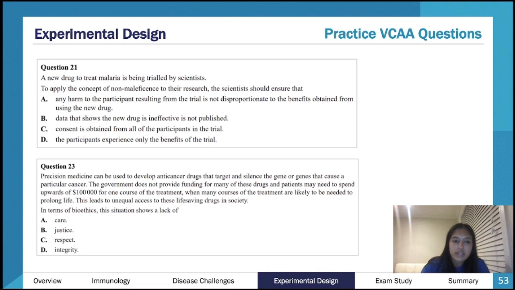Consent is obtained from all of the participants in the trial. That's just respect, informed consent, really. The participants experience only the benefits of the trial, more so sort of beneficence in that way.